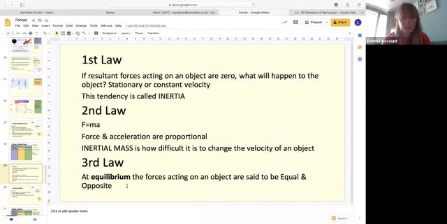And Newton's third law is that at equilibrium, the forces acting on the object are said to be equal and opposite.